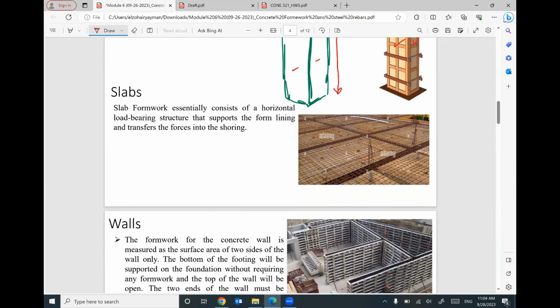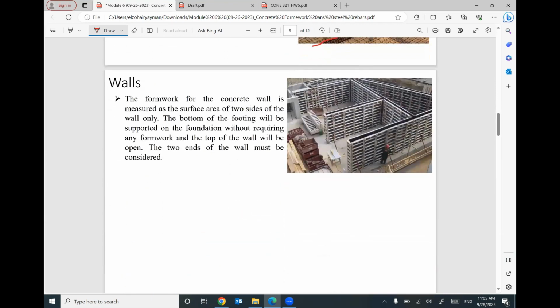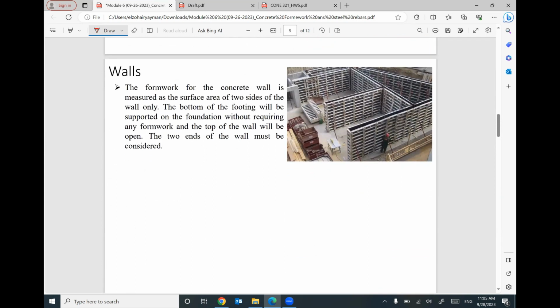For slab, you need to figure out the surface area of the slab where you will pour your concrete. Just length by width. For walls, mainly, I need to figure out the two sides, this side and the opposite side. If you would like to make a more accurate calculation, we need to consider the end sides besides the two big sides.